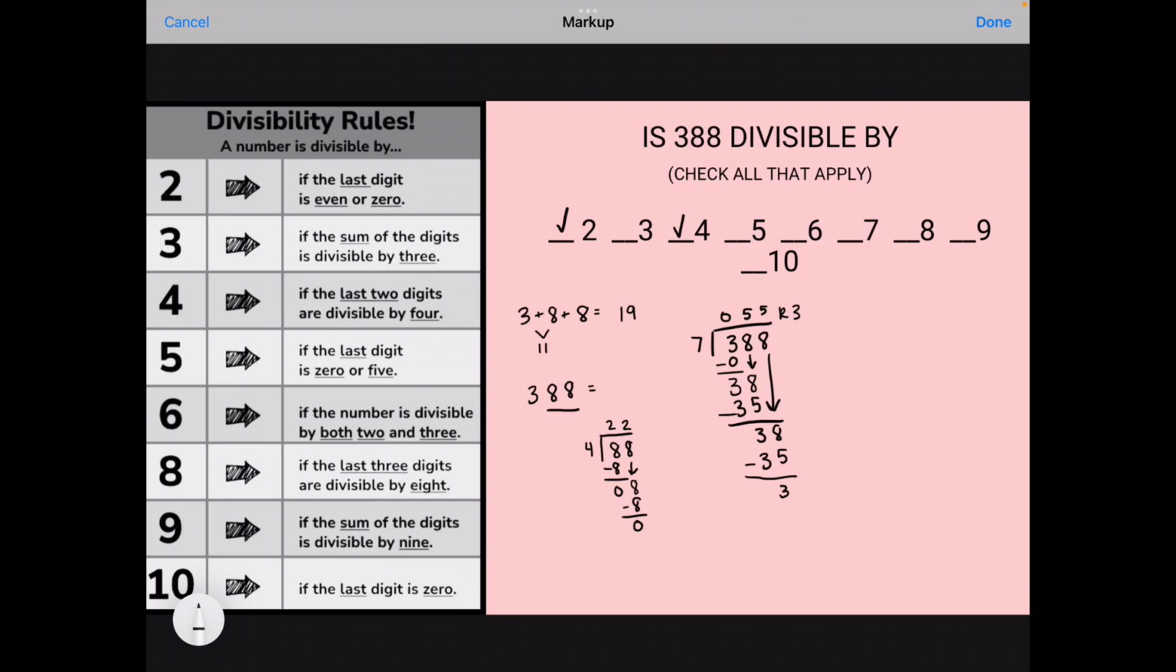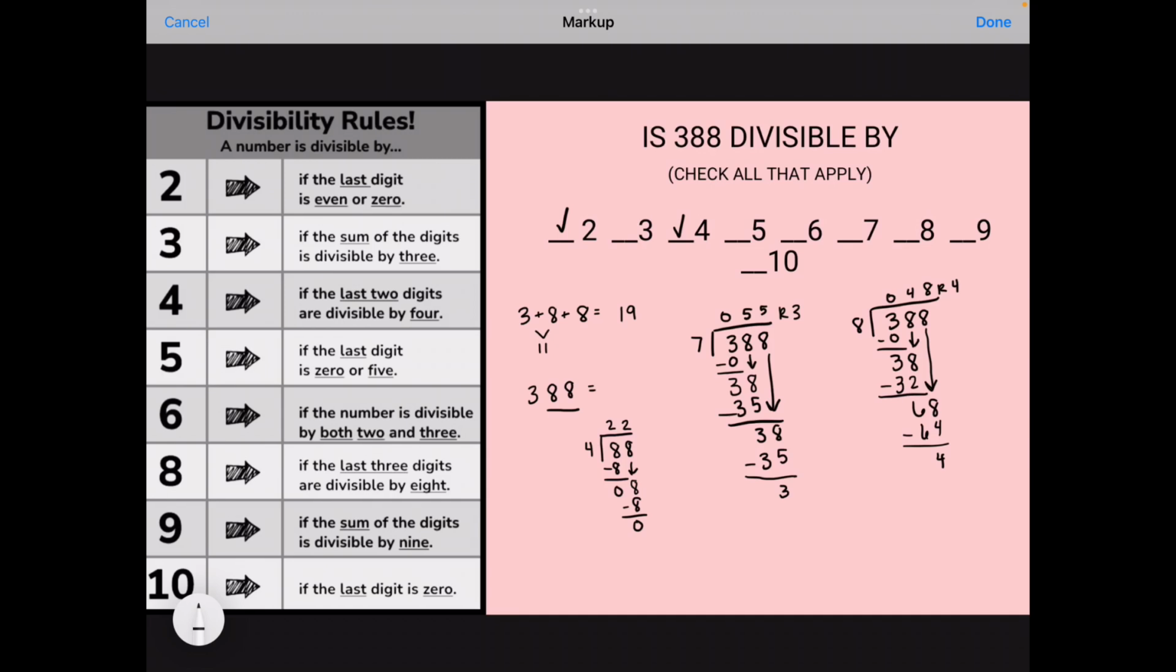Next, I'm going to check the 8 rule. If the last 3 digits are divisible by 8, unfortunately, 388 is a 3-digit number. So I just have to divide the whole thing by 8 and see if I can get a whole number answer. So again, just a normal long division problem to see if I can get a whole number answer. And unfortunately, again, I'm left with a remainder, which means 8 is not going to be one that I can check.